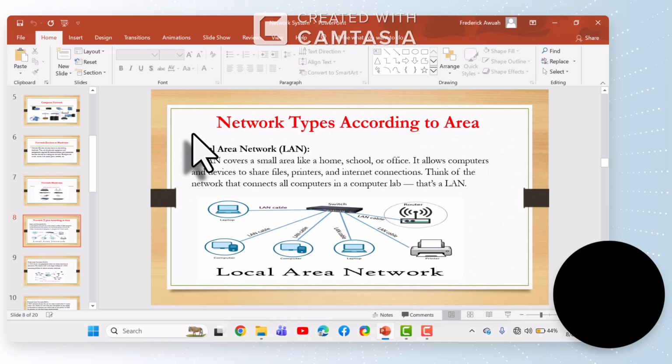So the picture here is telling us how the LAN works. You can find it in a small area. So it has a range in meters that you cannot go beyond. If you go beyond those meters, you will be disconnected from the internet. And they normally use it at offices.